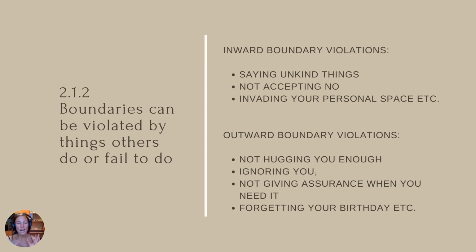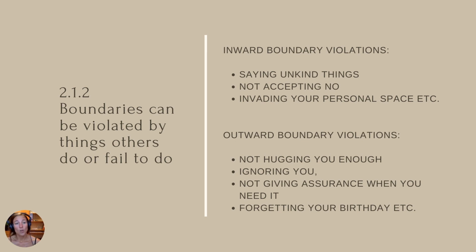And then there's two types of boundary violations: inward and outward boundary violations. And how you can think about this very easily is the inward boundary violation is about things that others do that you don't like. So, for example, saying unkind things to you, not accepting no, invading your space, of course, harming you, hurting you, anything that doesn't feel good and you don't like that someone else is doing. And that's, I think, what we usually think about when we think about boundary violation.